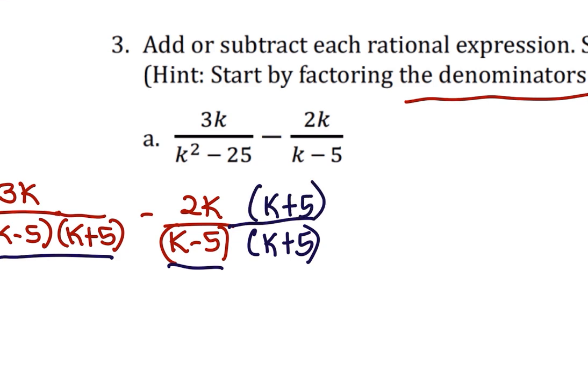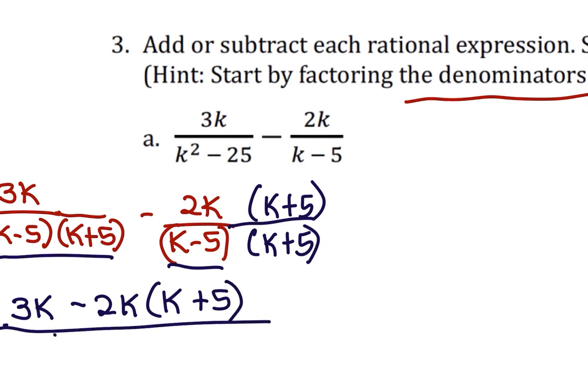But if I do it to the denominator, I have to do it to the numerator, because basically what I'm doing is multiplying the original red fraction by a very fancy version of 1, because k plus 5 over k plus 5 is just 1. And now I have a common denominator. So now I have 3k minus 2k times the quantity k plus 5, all over the common denominator of k minus 5 and k plus 5. And only a couple more steps.